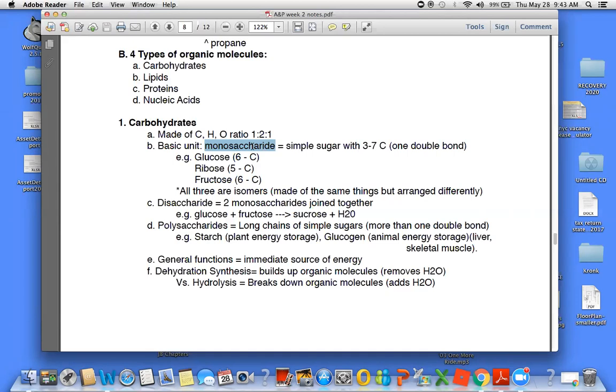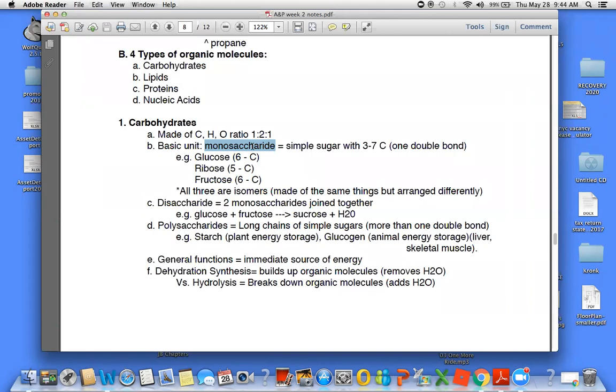And your monosaccharides, simple sugars, build up to form disaccharides. So glucose and fructose come together to form table sugar, known as sucrose. When 2 or more monosaccharides are joined together, we call it a polysaccharide. So a long chain of simple sugars, as you can see in figure 2.16, is a polysaccharide.